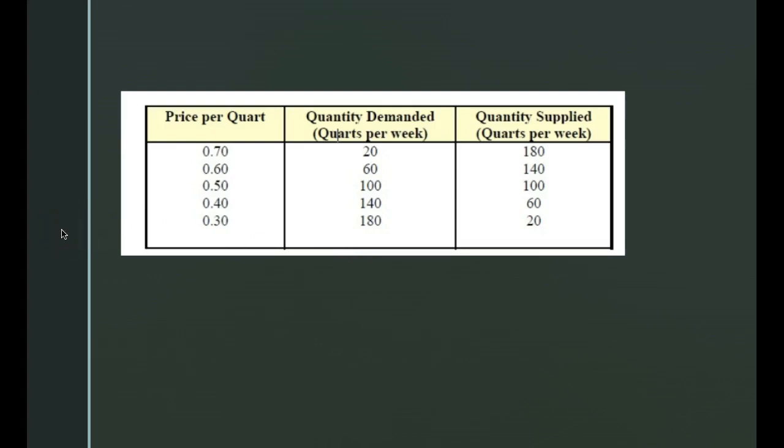You'll have another question. You have a couple of questions on these types of quantity demanded versus quantity supplied. For example, another example is where they tell you what the demand is, and then ask what the price should be.